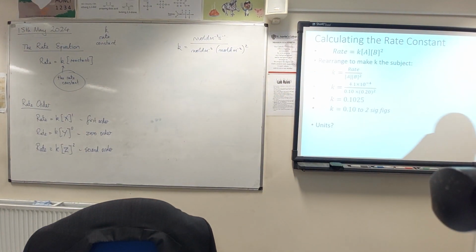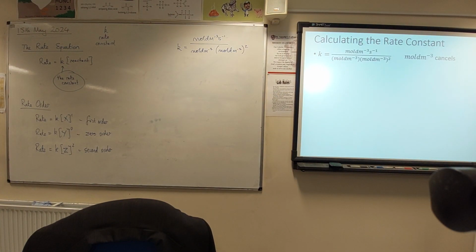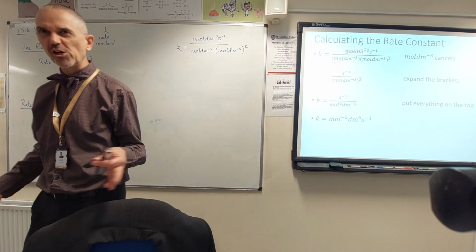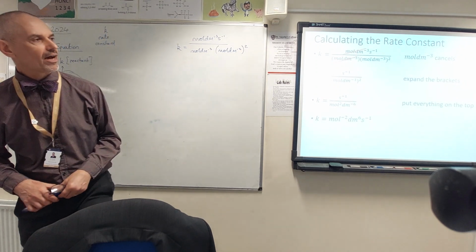So we substitute the units into the equation. We cancel the mole per dm cubed top and bottom. That gives us s to the minus 1 over mole per dm cubed squared, which we need to then expand to mole squared per dm to the minus 6, but it's 1 over that. So our final units will be mol minus 2, dm6, s minus 1. Doesn't really matter about the order you write them in.